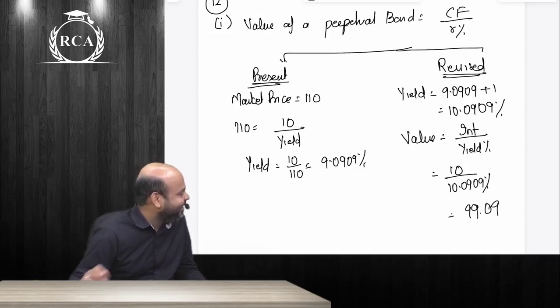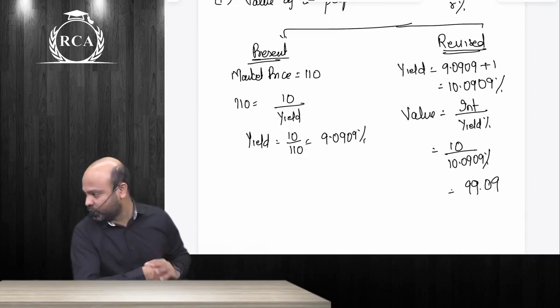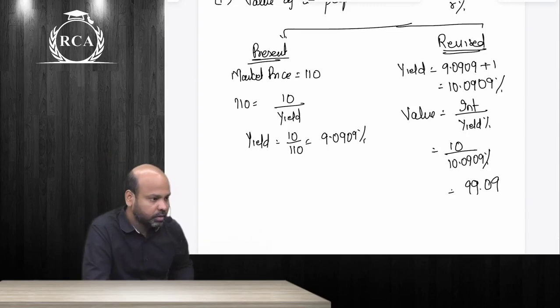Yes, guys. The revised value of the bond will become 99.09. Understood? You will have to arrive at the correct answer. If you don't understand anything, beta, write down the given information, answers will come automatically. Understanding, beta? Third bench. 99.09 is the value of the bond, guys.